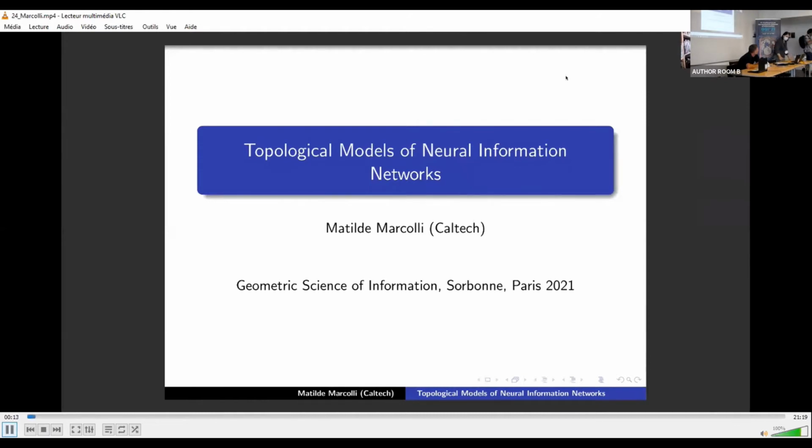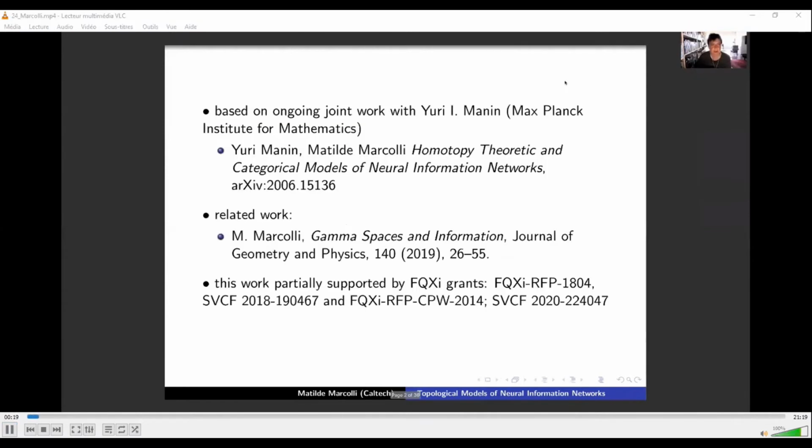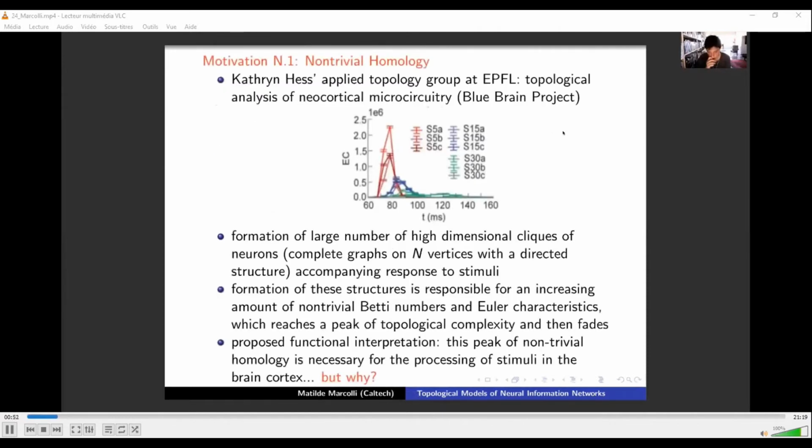My goal is to talk about some recent work in collaboration with Yuri Manin, which is in this paper on the arXiv, and is part of a longer-term project which also involves collaboration with neuroscientists. The main goal is to understand how one can use homotopy-theoretic methods to model neural networks with associated resources, especially informational resources. I'm going to go through quickly the main motivations for this work.